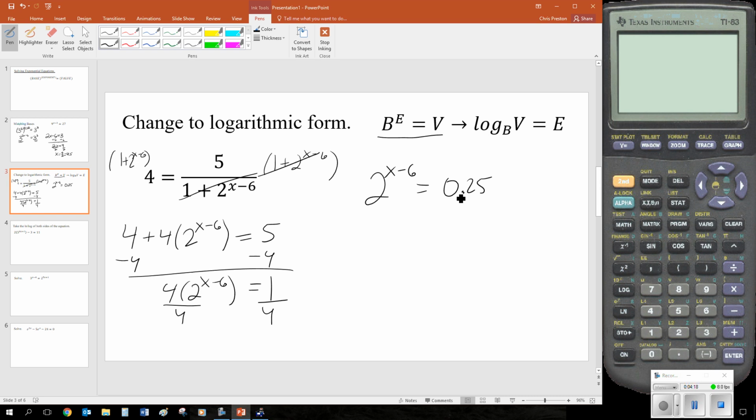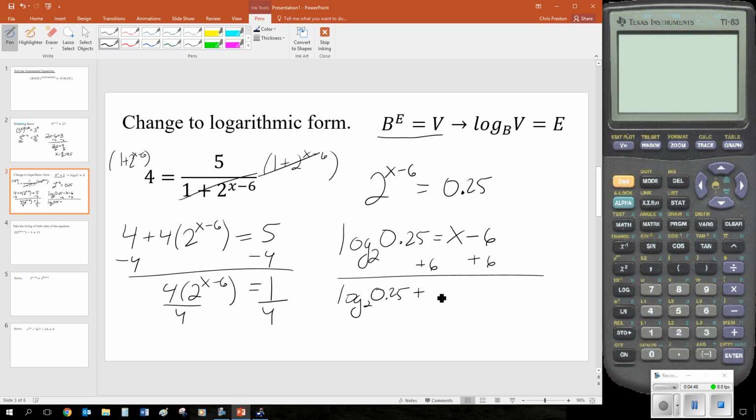And now I'm going to change formats. I'm in my base exponent equals value format, and I'm going to go to my log format. So log, my base was 2, of my value of 0.25, equals what my exponent was, x minus 6. Now I'm just trying to get x by itself, so I'm going to add 6 to both sides of my equation. And I'm going to get log base 2 of 0.25 plus 6 equals x. Now, the downside of that is if I wanted to go to my calculator and get a decimal approximation, this isn't something that I can easily put in my calculator.